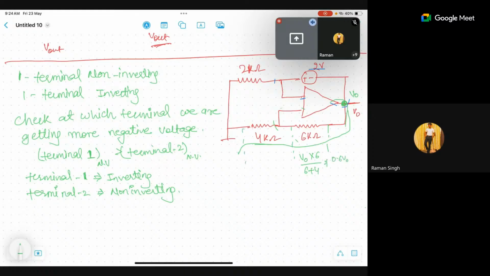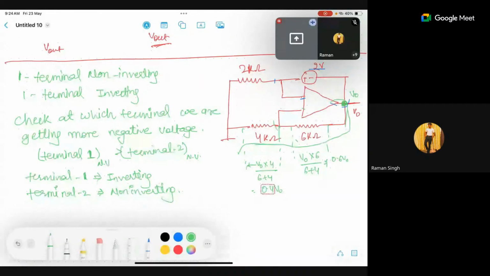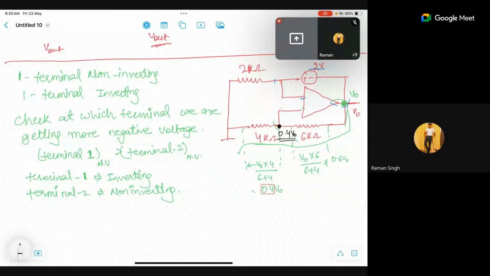And the voltage drop across 4 kilo ohm is V naught into 4 divided by 6 plus 4. That means 0.4 V naught. So we say that at this point we are getting a 0.4 V naught voltage. Clear? Any doubt?